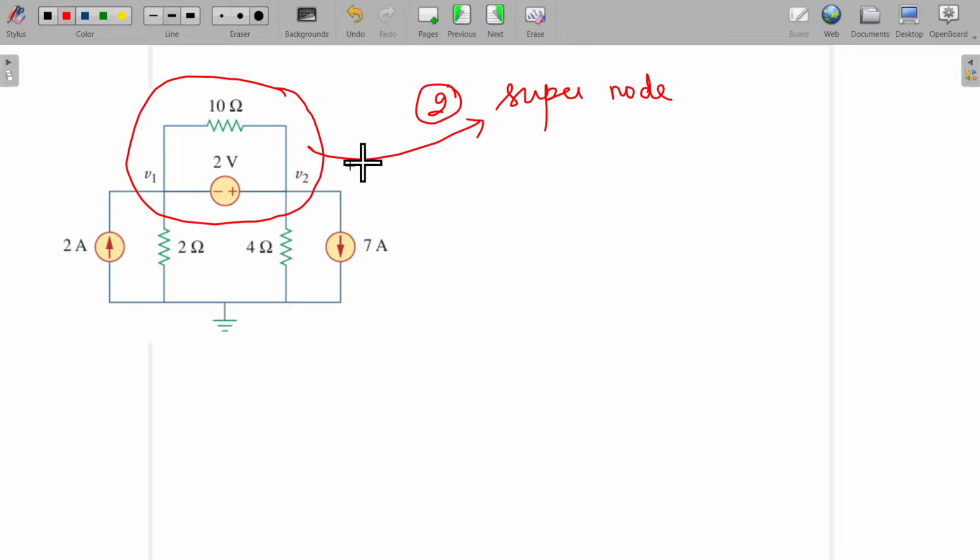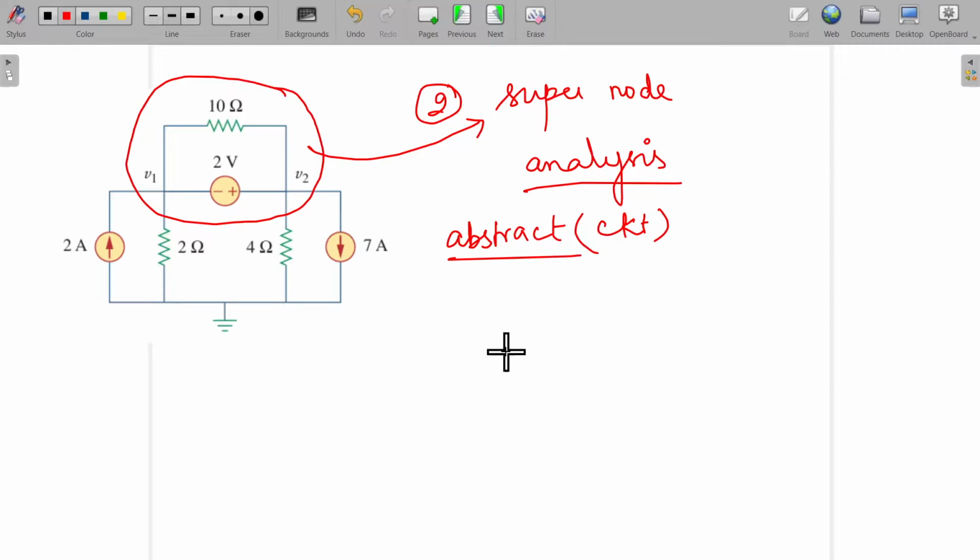By combining this, we form the supernode. After that only we go for this analysis, right? So in this method, I am going to draw the abstract of the circuit. So I can redraw the circuit like this. Here you will be having this V1 and then this V2, and this path is dotted. That means here also it is dotted. That means we are ignoring the presence of this 2 volts voltage source and the 10 ohm resistance, right?